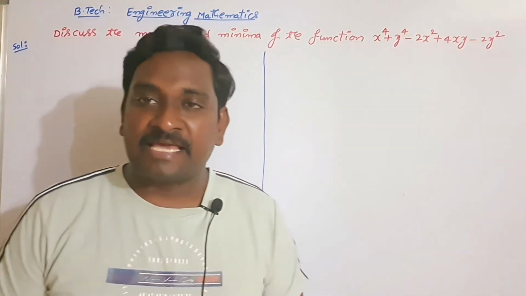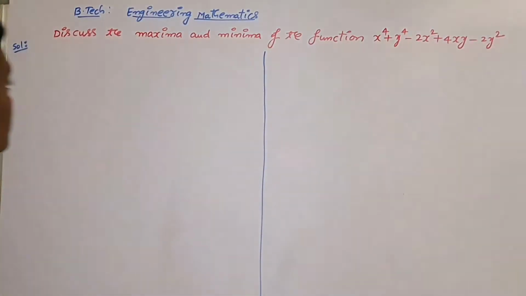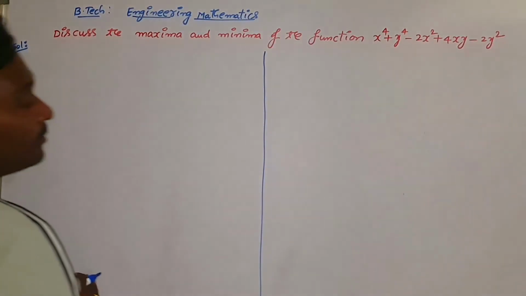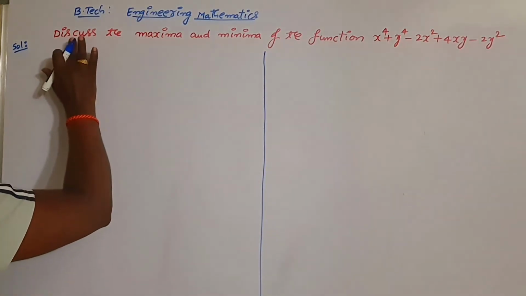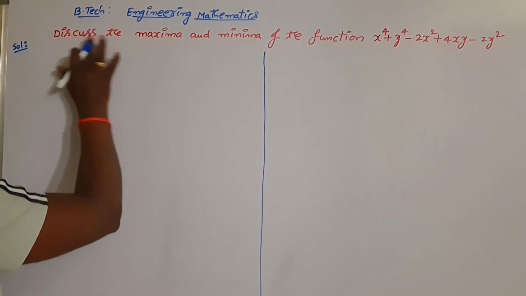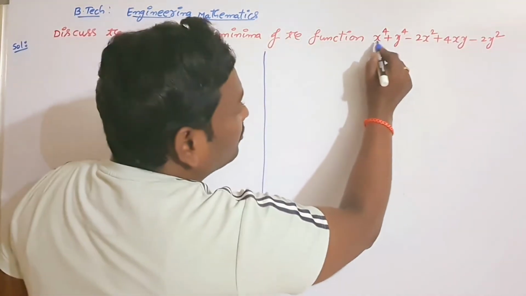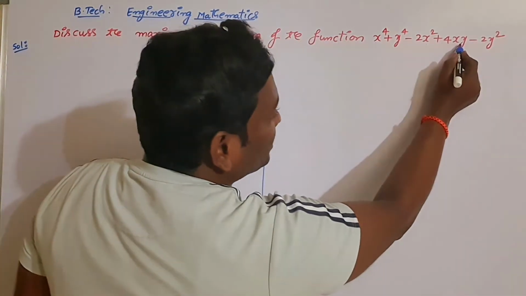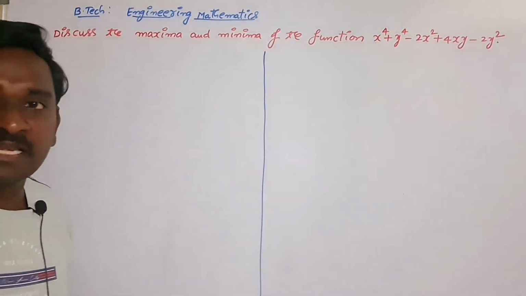Hi everyone, this is another example on maxima and minima. See the statement of the problem. This is also a very important problem in both JNTU Kakinada and Hyderabad University affiliated engineering colleges. Discuss the maxima and minima of the function x power 4 plus y power 4 minus 2x square plus 4xy minus 2y square. This is the given function.